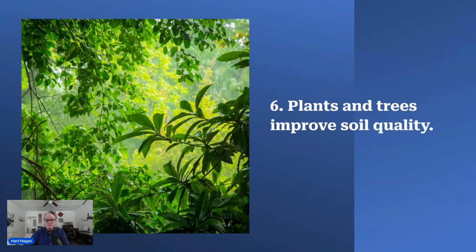Plants and trees improve soil quality. So let's talk about how this works. Plants and trees improve soil quality by taking carbon out of the air and putting it into the ground through the process called photosynthesis. So plants take the carbon out of the air. Carbon dioxide plus water plus sunlight yields oxygen and sugars. And so they take those sugars, which is a form of carbon.